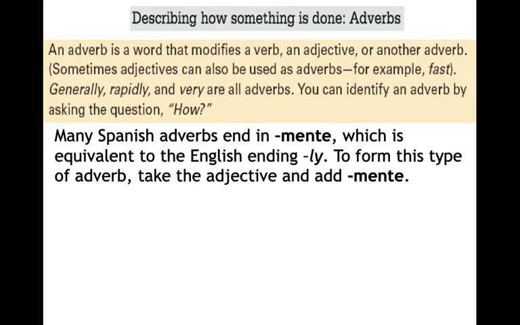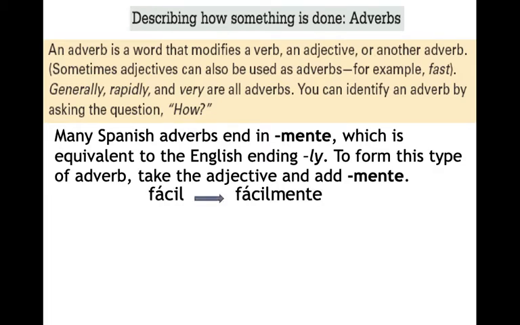Many Spanish adverbs end in mente, which is equivalent to the English ending ly. To form this type of adverb, take the adjective and add mente. So, for example, he runs quickly. She reads slowly. Those are adverbs. They're describing how a person does something, and they're describing basically a verb.